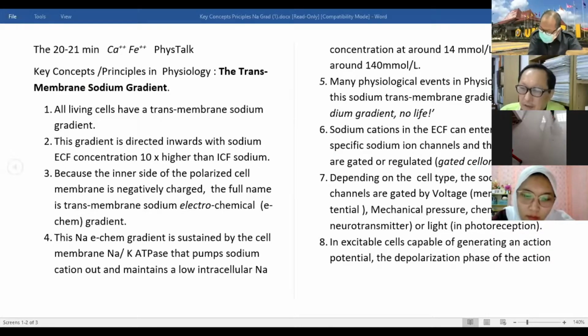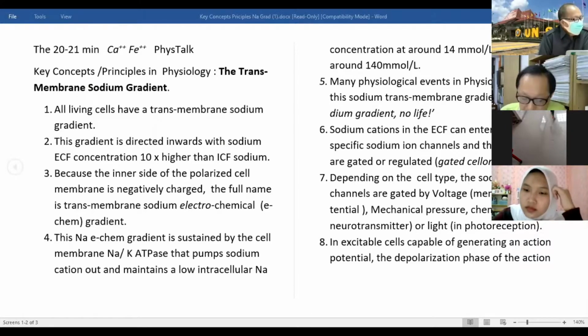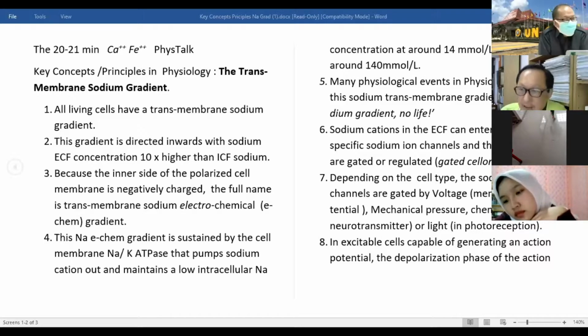Sometimes these channels, for example in the smooth muscle cell of a blood vessel, are open when they experience some mechanical pressure. So we will call them mechanically gated sodium channels. And sometimes, as Dr. Irfan mentioned in the introduction, at the synapses they are open when a neurotransmitter binds. A neurotransmitter is a chemical, so we call this chemical or ligand gated sodium channel. And in a special case, the photoreception for your vision, the sodium channels are activated by light. So these are photo-gated sodium channels.